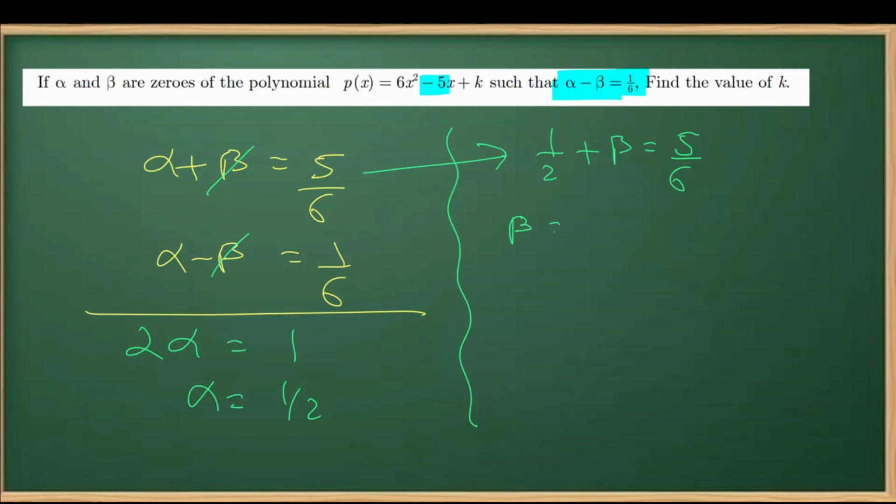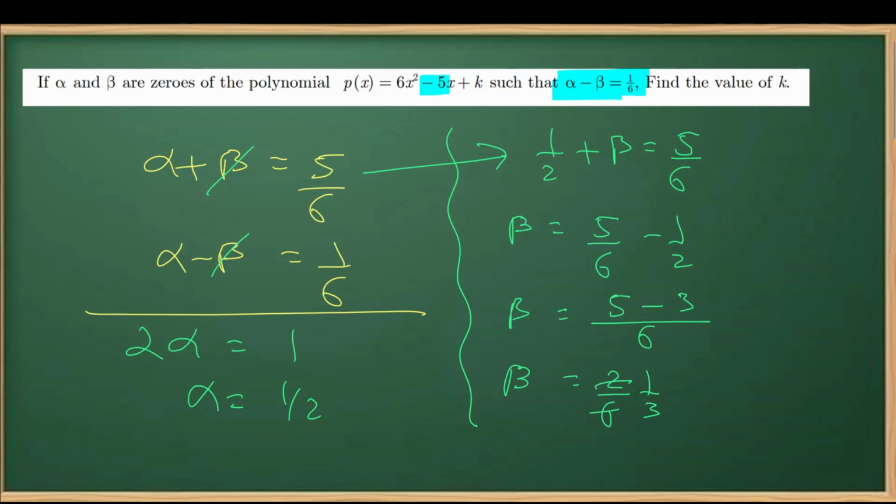Now beta will be what? That is 5 over 6 minus half. So therefore the LCM is what? 6 over here. 5, this is 5 1 times, and 3 times is 6. So 3 into 1 is 3 over. So we got beta as how much? Beta we got as 2 over 6. That can be reduced and written as 1 over 3.